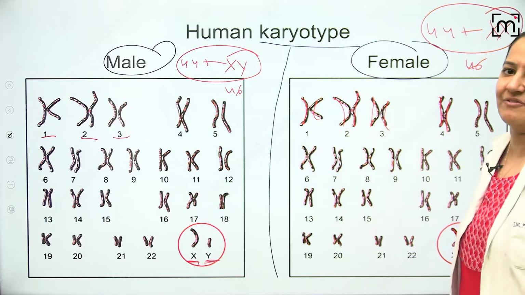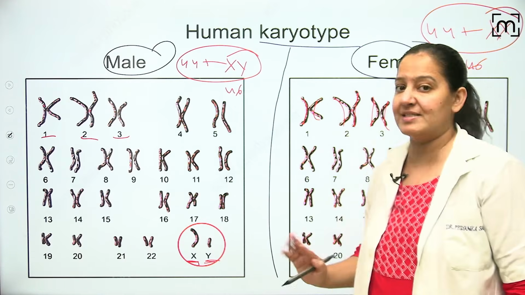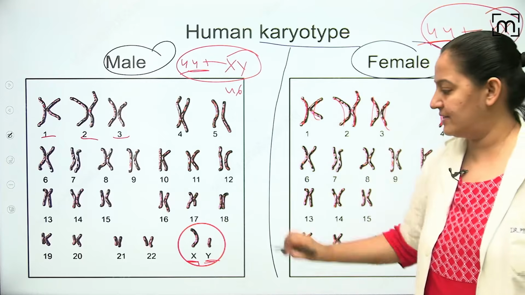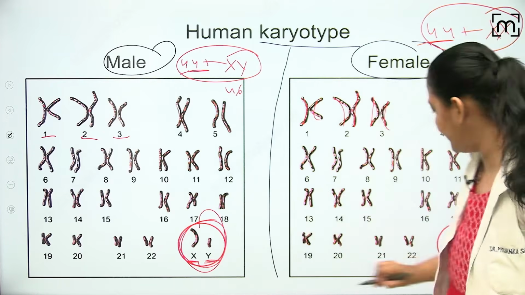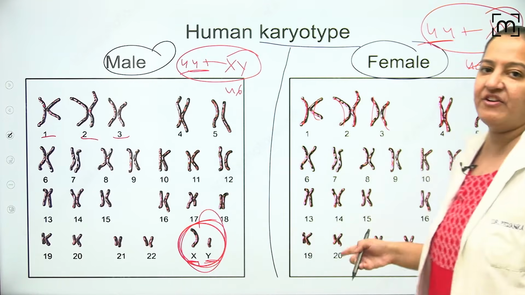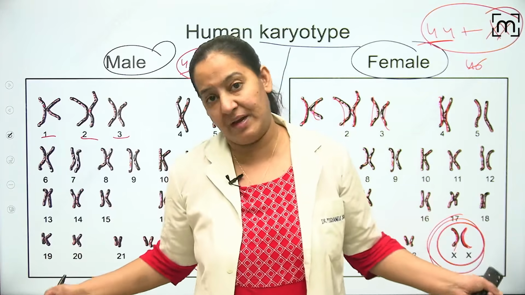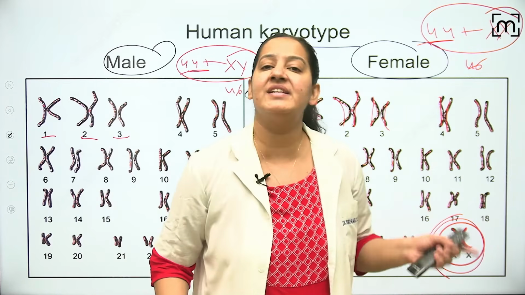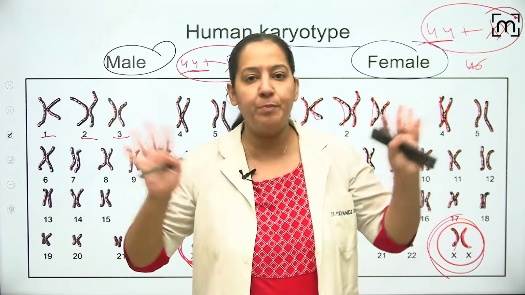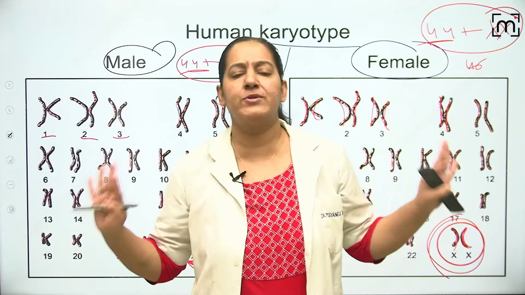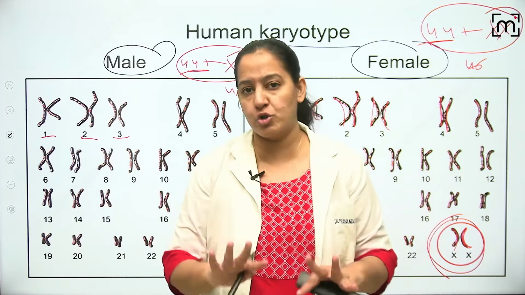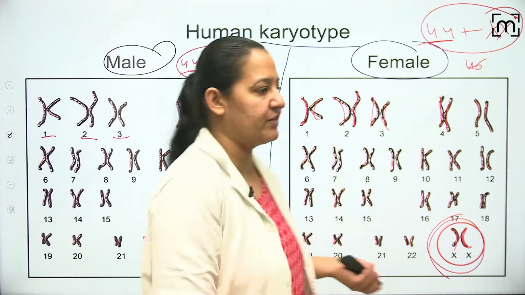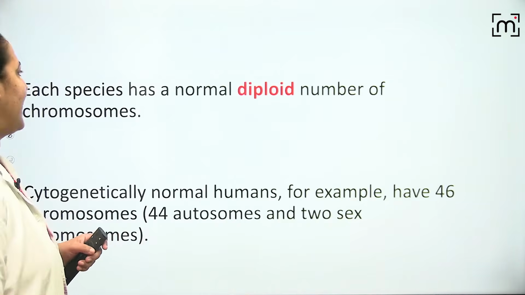But the last pair is different. The first 22 pairs are same. 44 chromosomes are same. But the last pair is different. See the difference. So in a male and female, only the last pair is different. In a male, it is XY, and in a female, it is XX. The remaining 22 pairs are exactly same. So the remaining 22 pairs are known as autosomes, and the last pair is known as sex chromosome that determines the sex of the individual. So that is the normal karyotype.